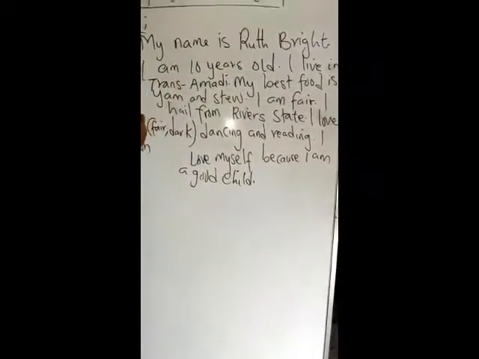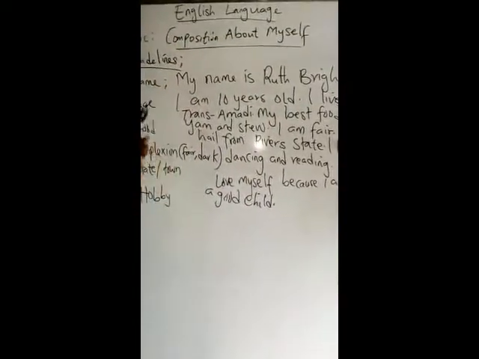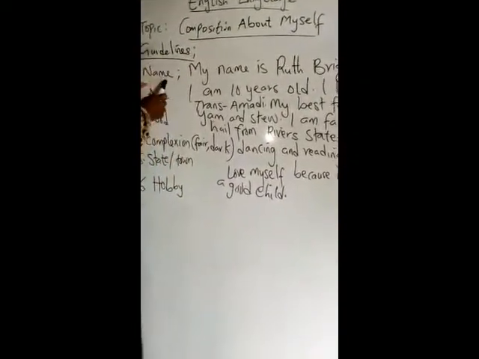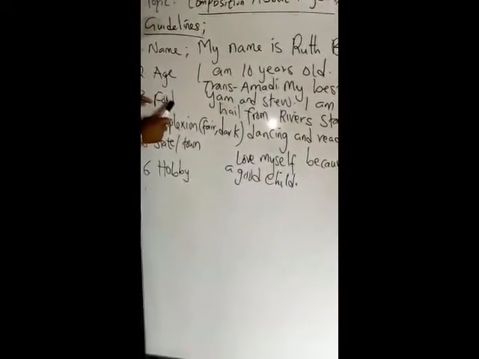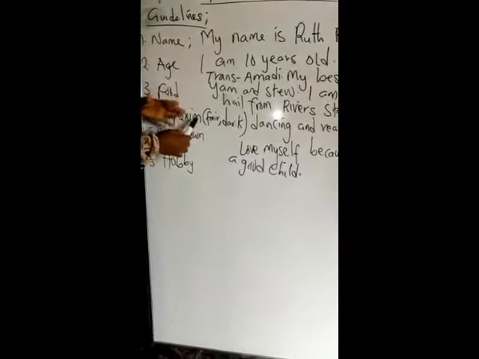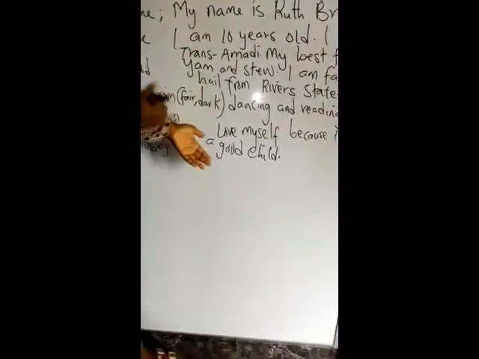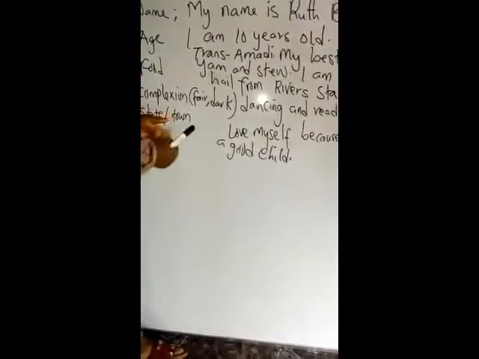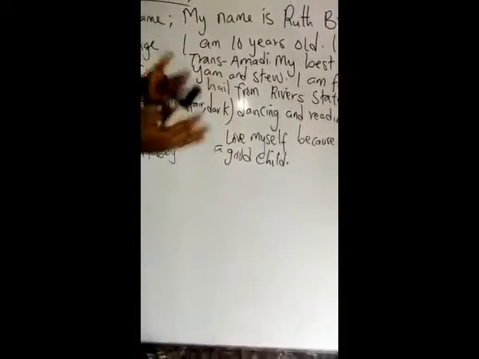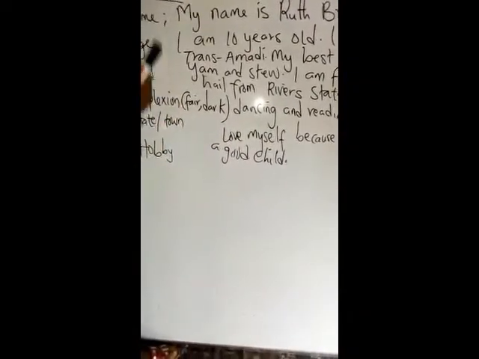See, so this is how to write a short composition or a brief composition about yourself. Write about yourself. First of all, start with your name. These are the guidance. You should know how to spell name, age, food, complexion. Complexion is your skin color, your skin tone, if you are fair, or light, or dark. State down where you come from, where your daddy comes from. Hobby is things that you like doing.